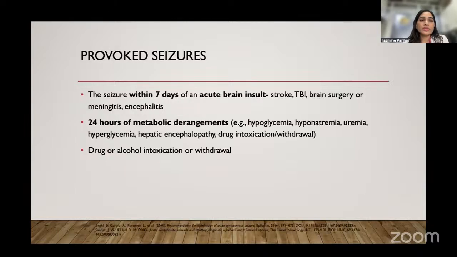Now, what are provoked seizures? We have repeatedly talked about unprovoked seizures in the diagnosis of epilepsy. So, knowing what a provoked seizure is is important, because everything which is not provoked is an unprovoked seizure. A provoked seizure is a seizure that happens within 7 days of an acute brain insult.